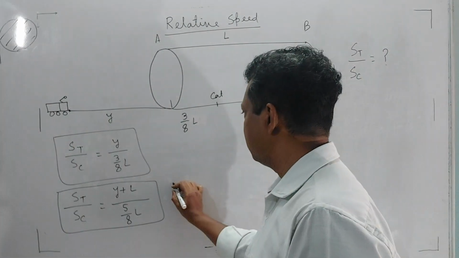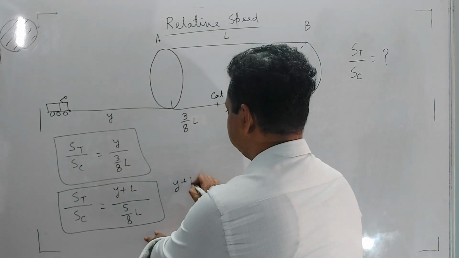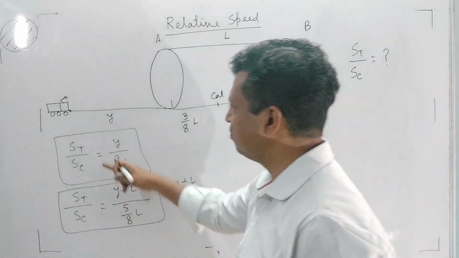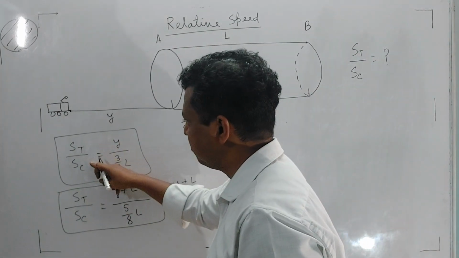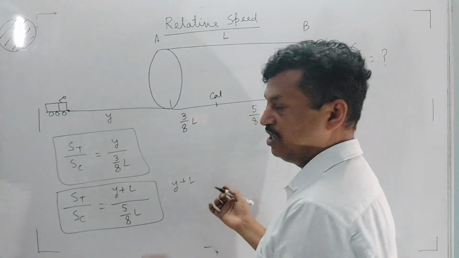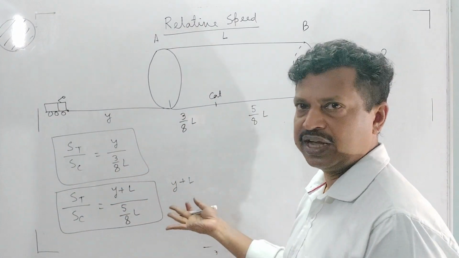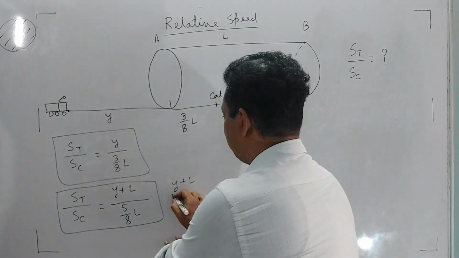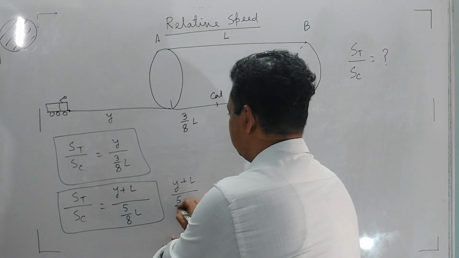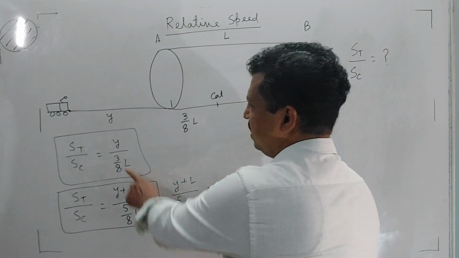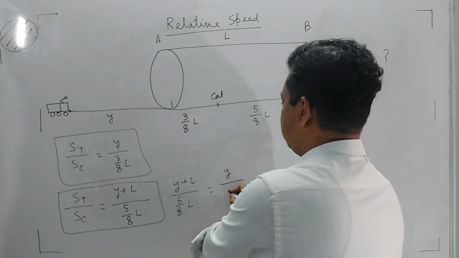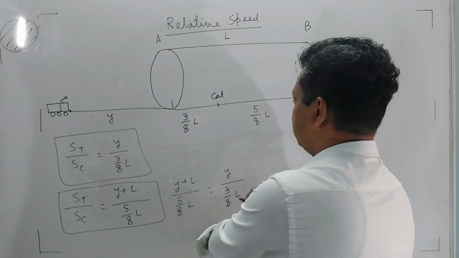So I'll get Y plus L. Why should I equate these two? Because in both the cases it is speed of train by speed of cat. So speed of train by speed of cat has to be same in both the cases. So Y plus L divided by 5 by 8L should be equal to Y divided by 3 by 8L.